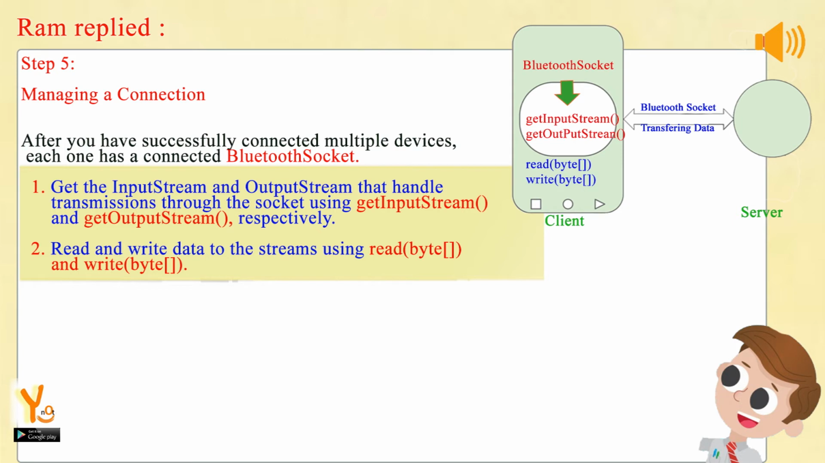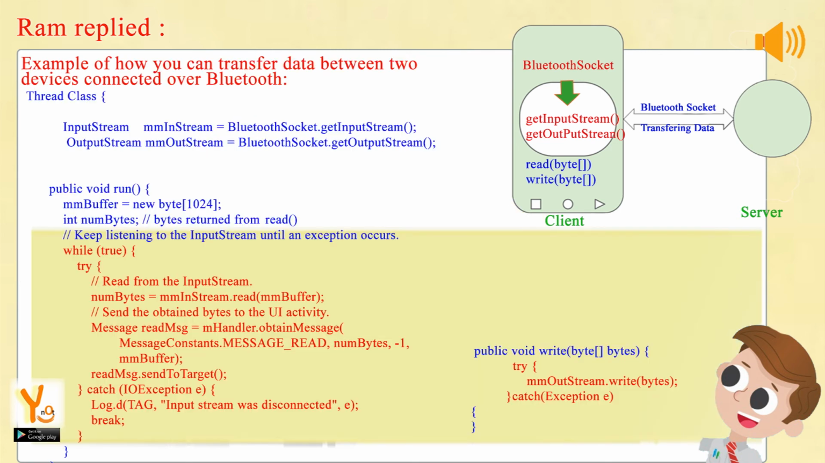Step 5 is managing the connection. After you have successfully connected multiple devices, each one has a connected Bluetooth socket. First, get the input stream and output stream that handle transmissions through the socket using getInputStream and getOutputStream, respectively. Step 2, read and write data to the streams using read(byte[]) and write(byte[]). Here's an example of how you can transfer data between two devices connected over Bluetooth.